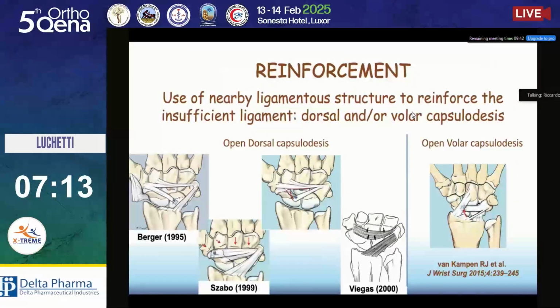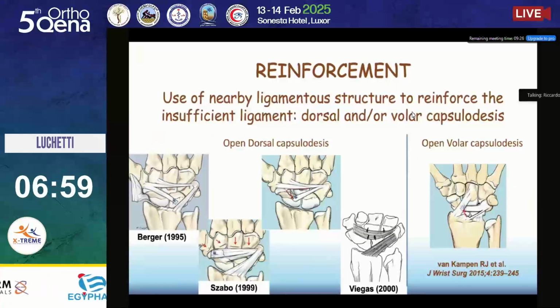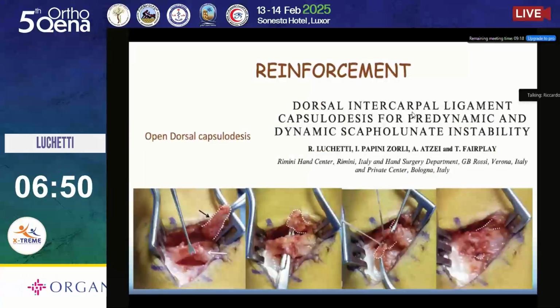We have a lot of possibilities, starting from Berger, Szabo, and other guys like Viegas for the dorsal part, but we have also for the volar part the technique of Van Kemplek from Miami, from the Mayo Clinic. This is the technique of the dorsal reinforcement proposed by Berger, but modified by me, so that I preserve and maintain all the dorsal ligament, the dorsal extrinsic ligament. I published this paper in 2011.